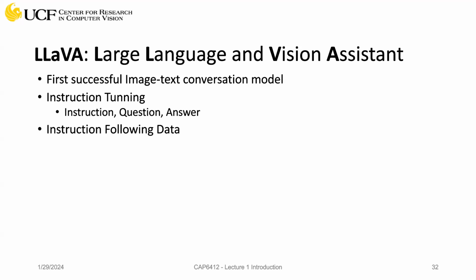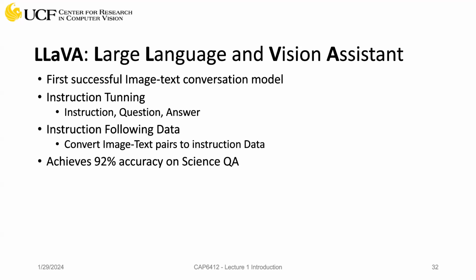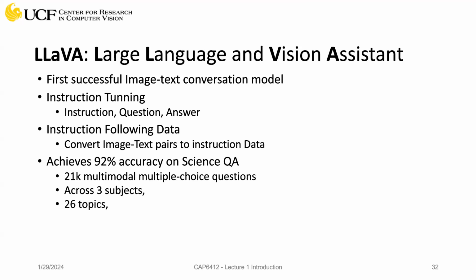Okay, so in this, the main thing is that you have to come up with a data set again, because everything in deep learning depends a lot on the data set. So what they did is they took the image text pairs and converted them into instruction data, and they achieved about 92% accuracy on ScienceQA, a benchmark which has about 20,000 multiple choice questions across 3 subjects, 26 topics, 127 categories and 379 skills.